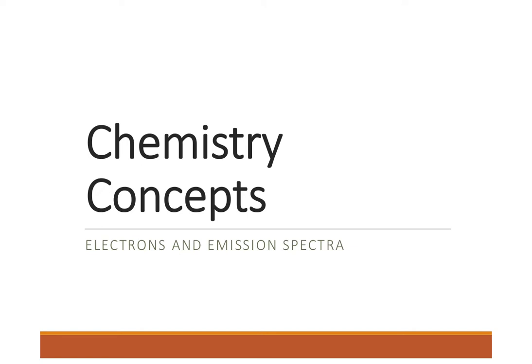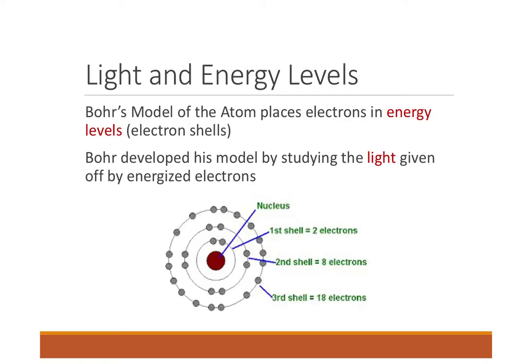In this video, I want to talk to you about the relationship between electrons and emission spectra. Now, we've been talking about Bohr's model of the atom, how electrons are arranged around a nucleus. And he places the electrons in energy levels or energy shells moving out from the nucleus, distinct places, almost like orbits around a sun in a solar system.